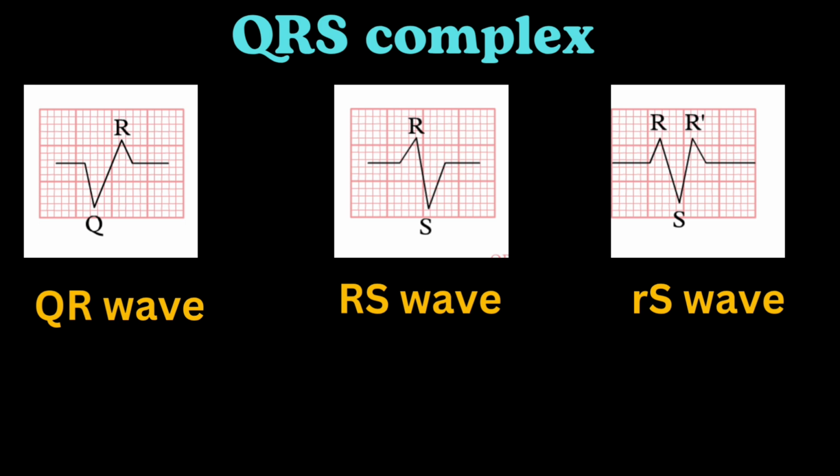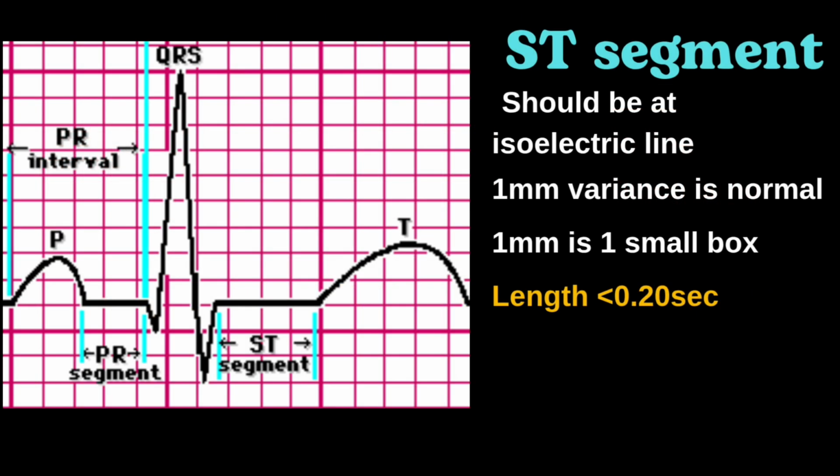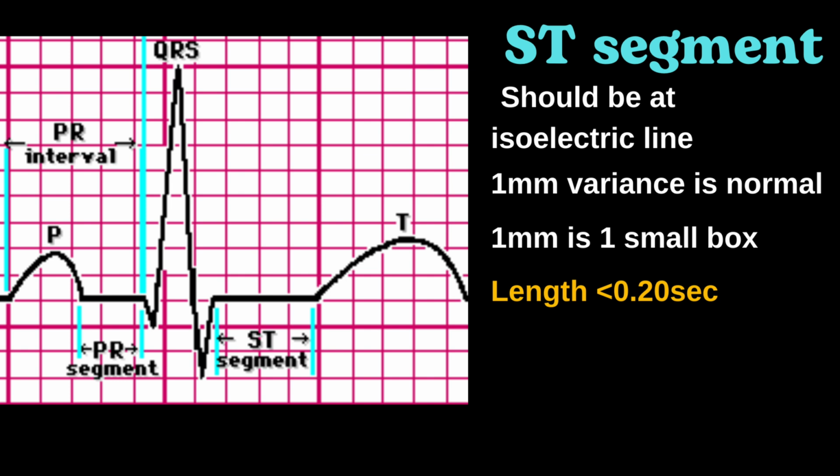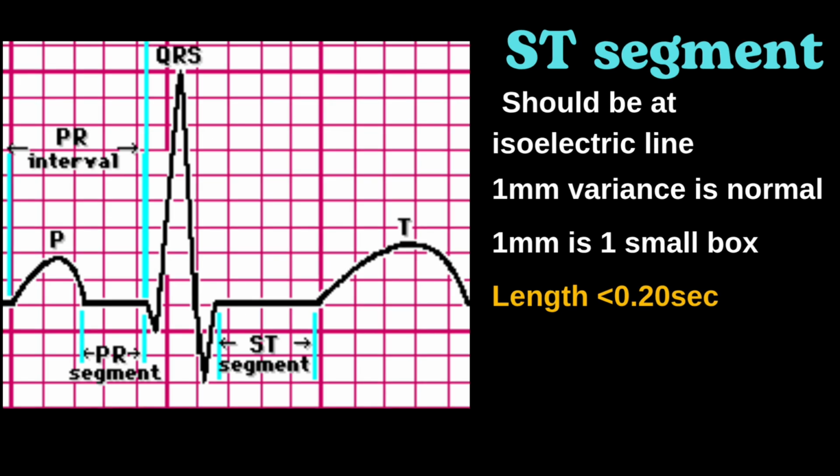Now coming to the ST segment. This is the ST segment. Remember, a segment is the line. An interval has all the squiggles and waves in it. The segment is only the line. PR segment, ST segment. ST segment should be at the isoelectric line, and 1 millimeter variance in one lead is normal. 1 millimeter is one small box, and its length is 0.04 seconds.